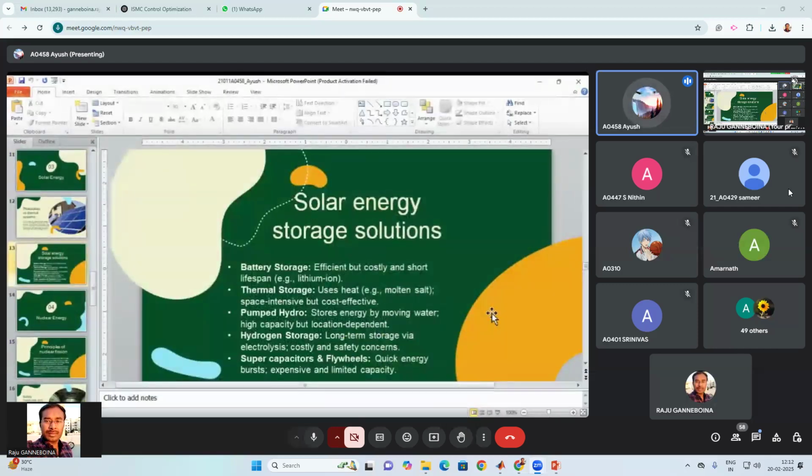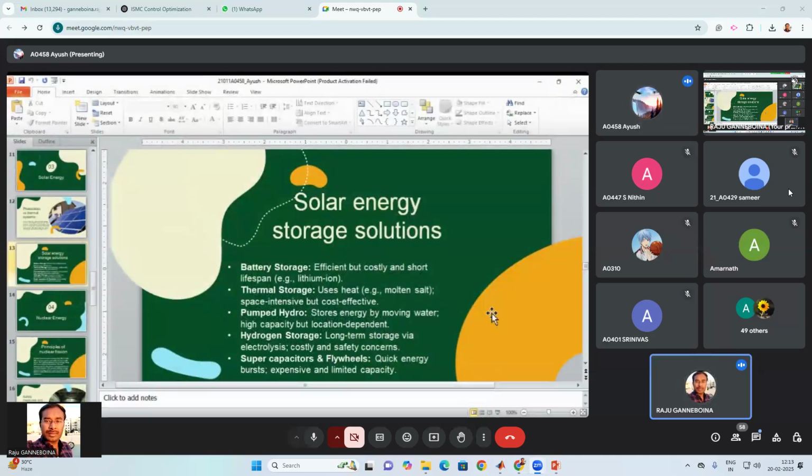Solar energy storage solutions. One of the major issues for solar energy is the storage solution. We will discuss this in the further slide. So, the storage solutions are battery storage, efficient but costly and short lifespan. Thermal storage uses heat, example molten salt, which is space intensive but cost efficient.